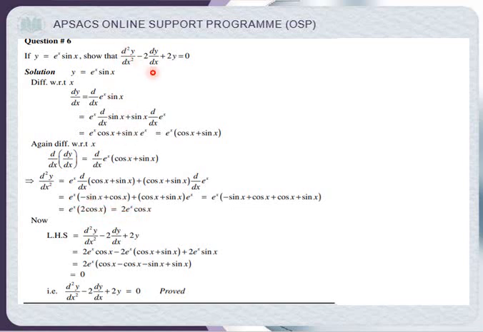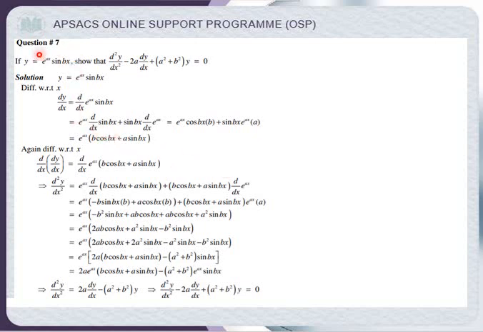Now take the left hand side. Put in the value of the second derivative, then 2 times the first derivative, and the original function, like this. You can see that everything cancels, so the whole thing is equal to 0.